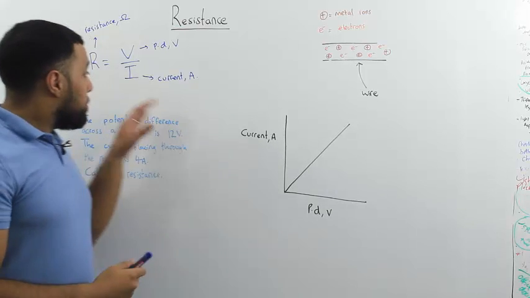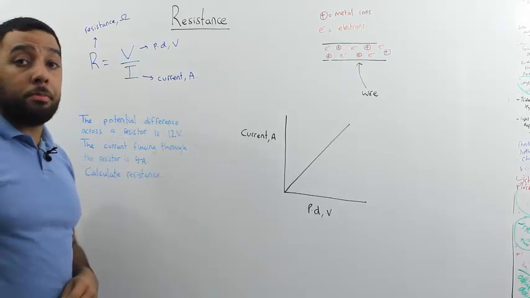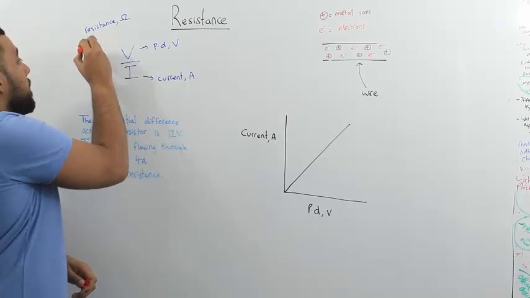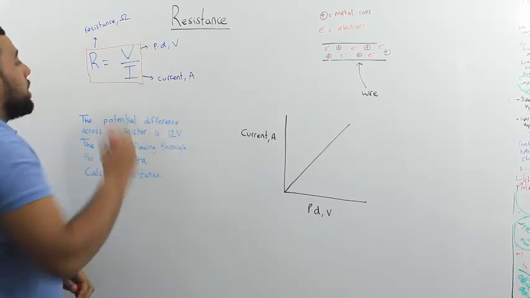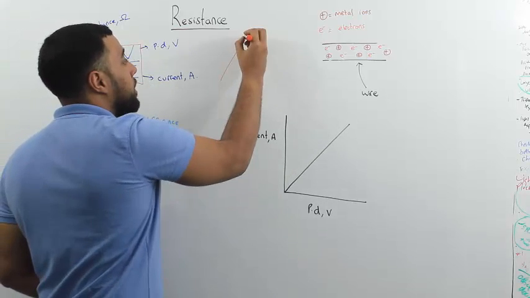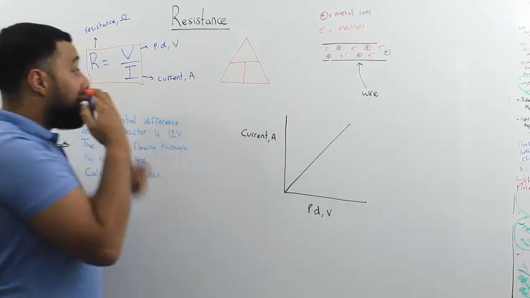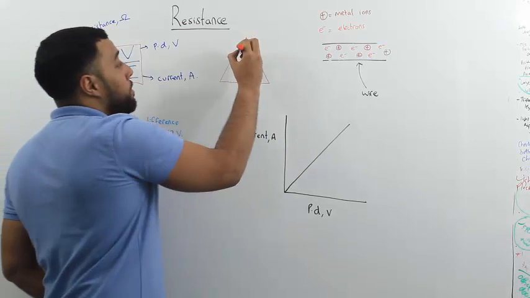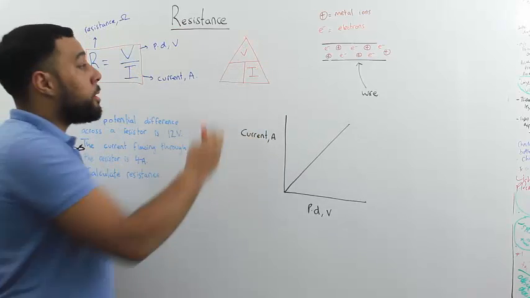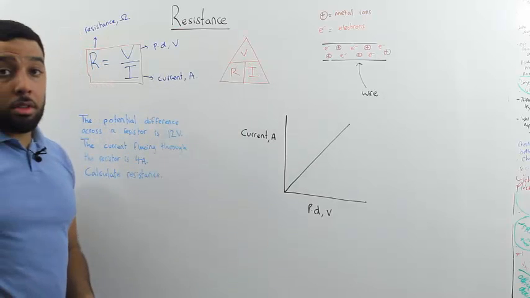So you could be asked a question in the exam where you have to use this equation. Again, you guys should be able to rearrange this equation into our formula triangle. And rearranging this equation would put potential difference at the top, and current at the bottom with resistance.